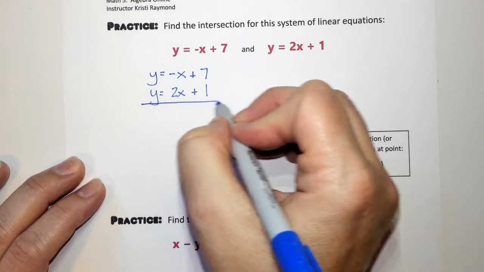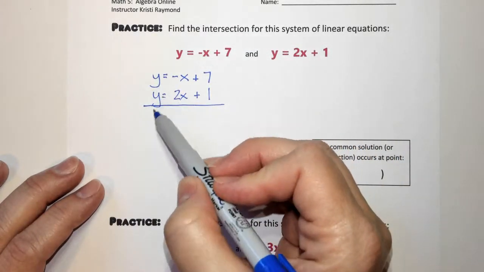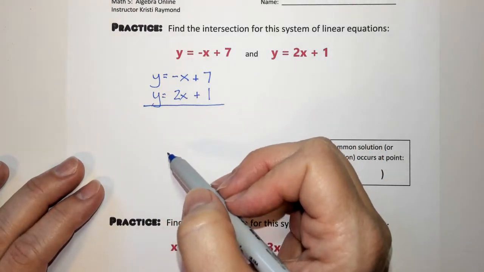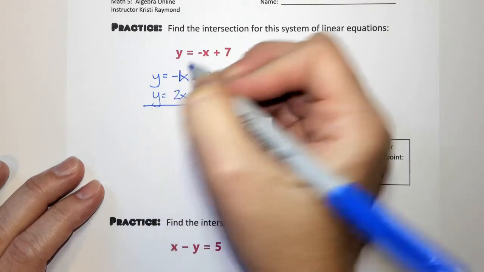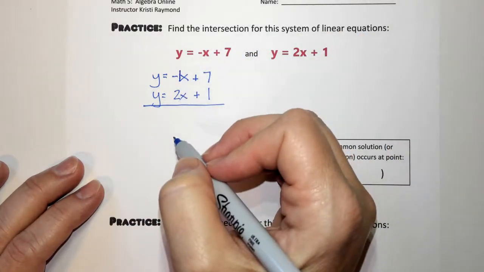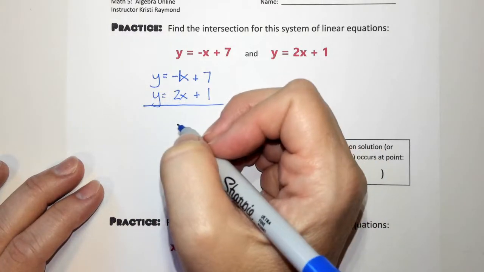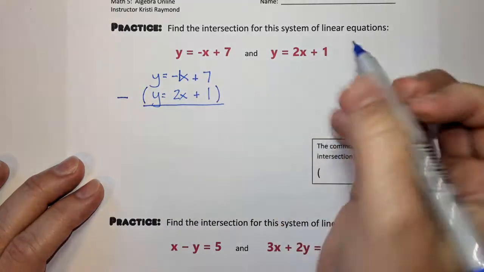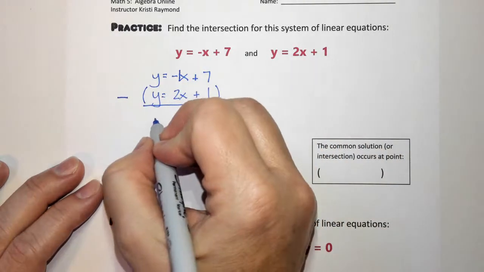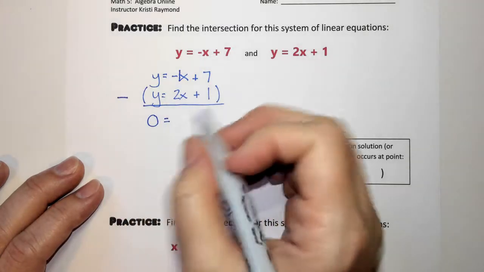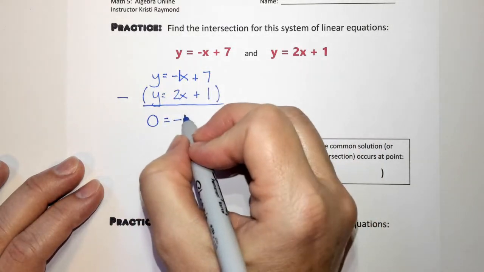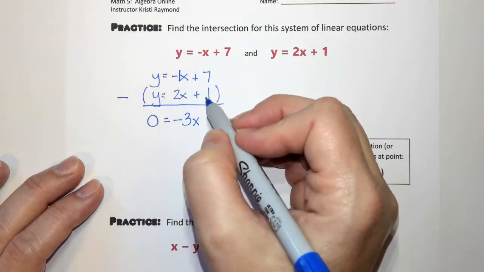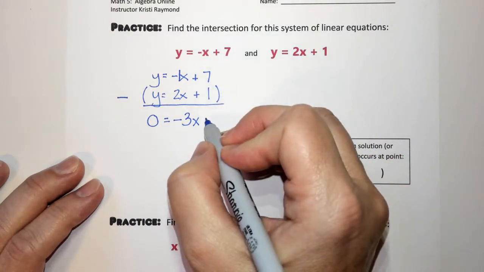Okay, draw your line. If I add my variables, y plus y would be 2y, negative x plus a 2x, 2x minus x would then be 1x. We could do that. But I think, let's go ahead and subtract though. Let's just subtract the entire equation. So y minus y would be 0. Negative 1 minus 2 would be negative 3x. And 7 minus 1 would become 6.